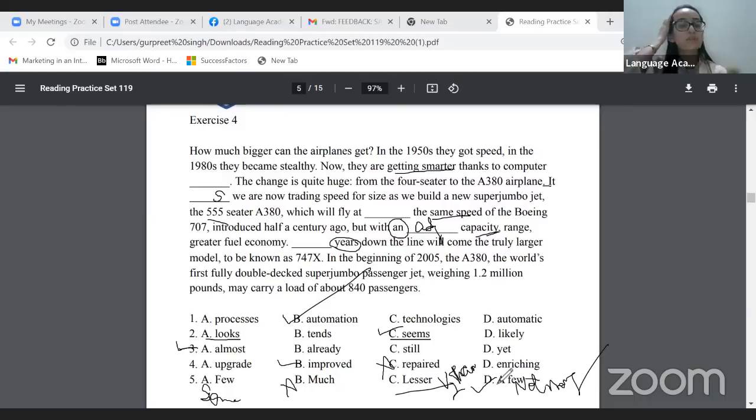And dash years, much is used for uncountable. Lesser is used for comparison. We'll say not many years, means they wanted to say it's not going to be longer.